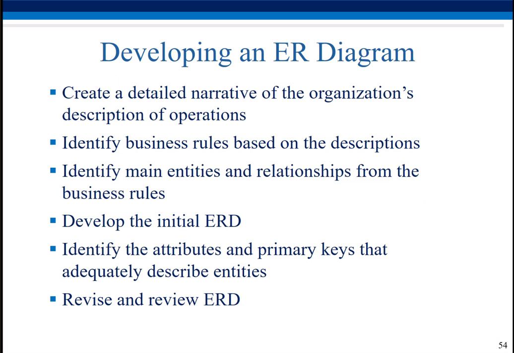So we have developing an ER diagram. Again, these are the steps that you need to follow. You create a detailed narrative of the organization description. You identify business rules based upon the descriptions. You identify the main entities and relationships, and I actually have a slide, the very last slide, that shows you how to do that. Then you develop the ERD, and of course you make changes. So you can identify the attributes, primary keys, foreign keys, and then just revise it as necessary.